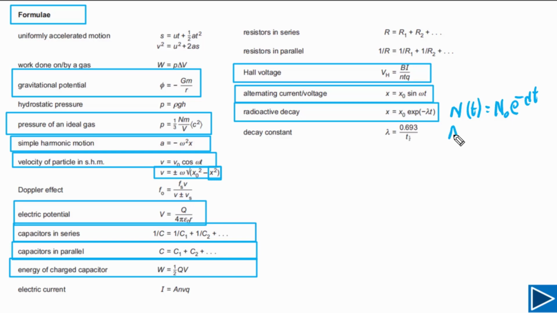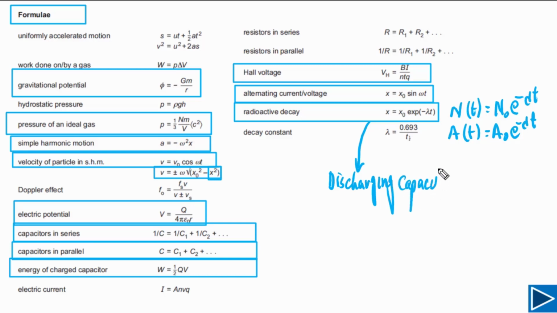x also can be the activity at any given time. If you need to calculate it, then this will be equal to A naught e to the power of negative lambda t. Even this one we can also use for a discharging capacitor, meaning when the capacitor discharges. So simply I can write here: discharging capacitor. When a capacitor discharges, we can also use this one for current, for voltage, and also for charge.